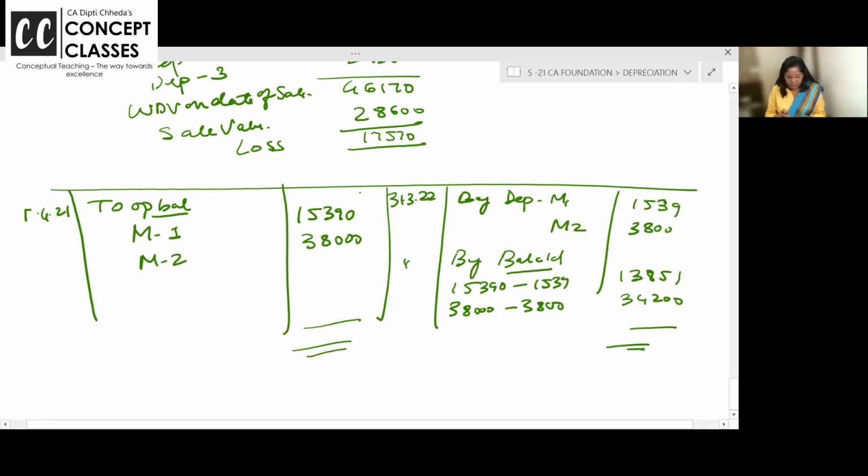Chalo, do the total. 15,390 and 38,000. 53,390. 10% we have charged depreciation. You're getting it correct. I hope everyone's notebook is complete with this problem. Check, and if you have any doubt, ask.